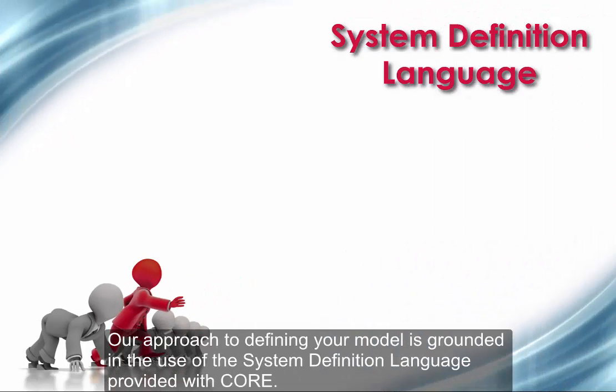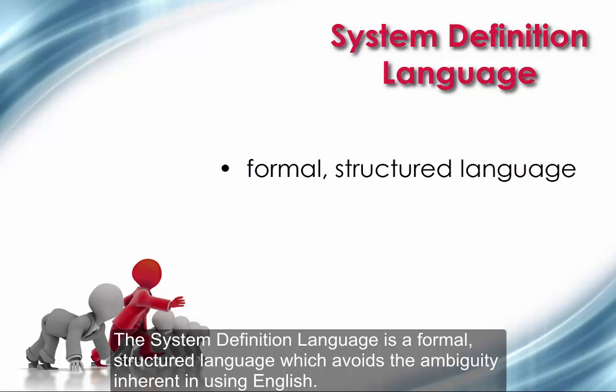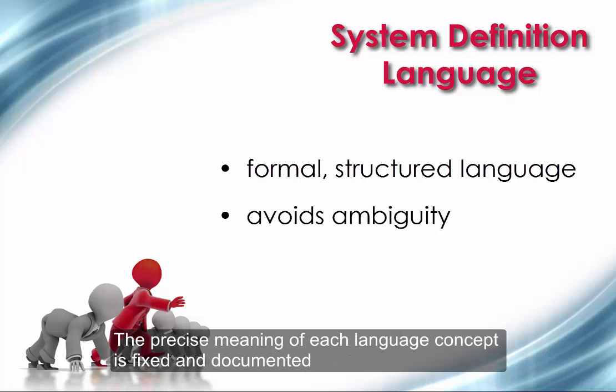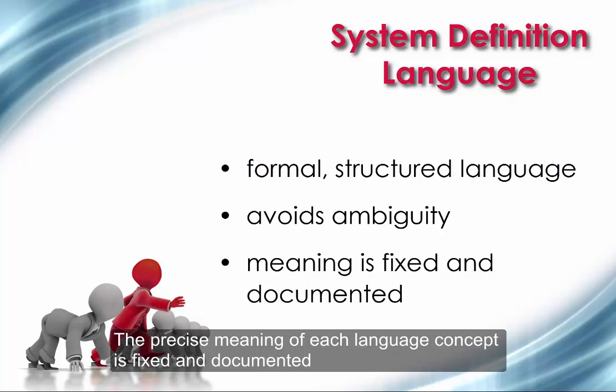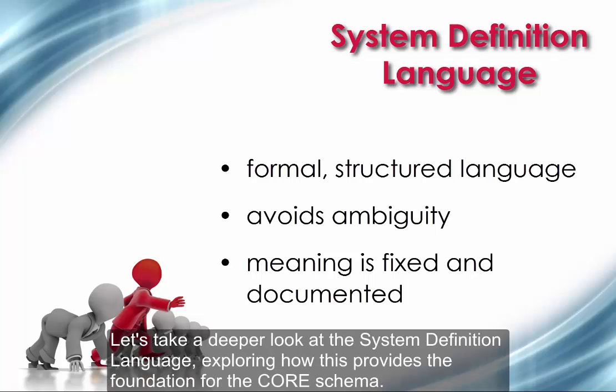Our approach to defining your model is grounded in the use of the System Definition Language provided with Core. The System Definition Language is a formal, structured language which avoids the ambiguity inherent in using English. The precise meaning of each language concept is fixed and documented to enhance team communication and ensure unambiguous interpretation of your design using this language. Let's take a deeper look at the System Definition Language, exploring how this provides the foundation for the core schema.